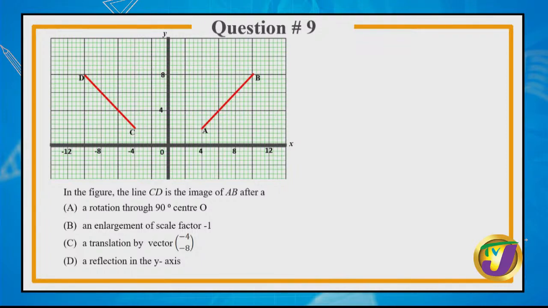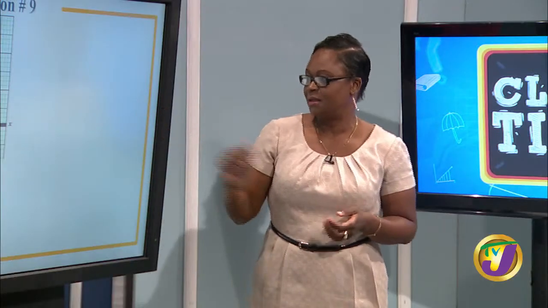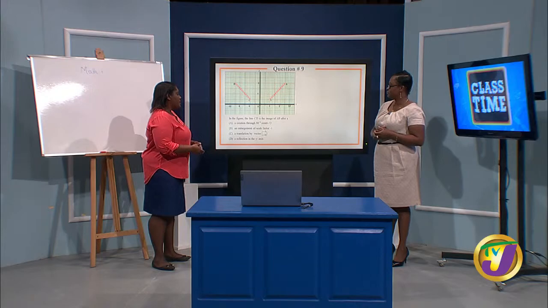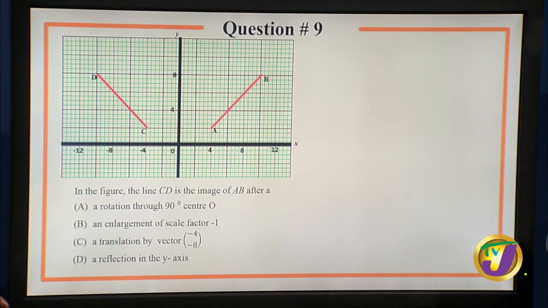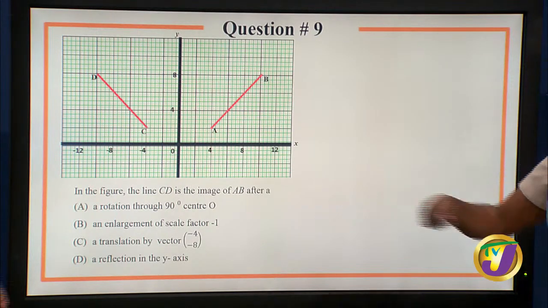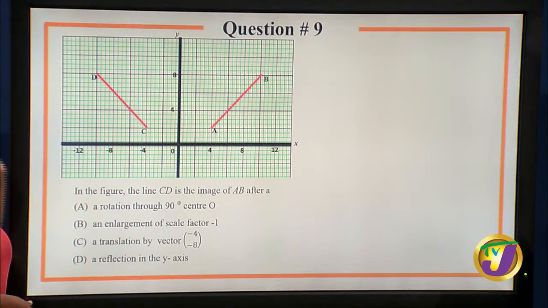And then for the enlargement, a negative one means that it will get a little bit smaller, on a different side of the graph. If it were a translation by vector, we could use the vector movements to see where it will take us. And CD would not be in line with the vector that is there. A negative, we are going in a different direction.